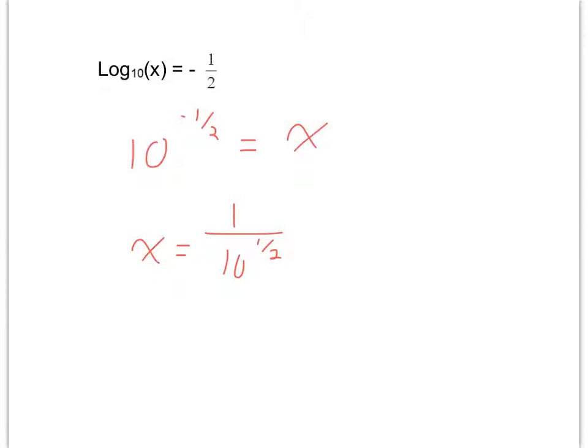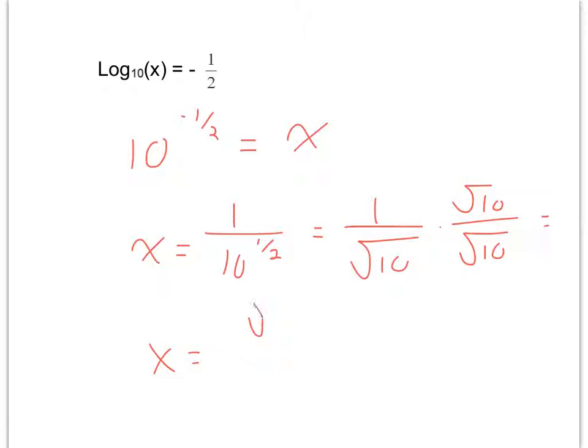Well, we're not quite done, because this equals 1 over the square root of 10. I need to rationalize by multiplying both top and bottom of my fraction by root 10. When I do that, I get x equals 1 times root 10 up top, over root 10 times root 10 on the bottom, which is 10. So x equals root 10 over 10.